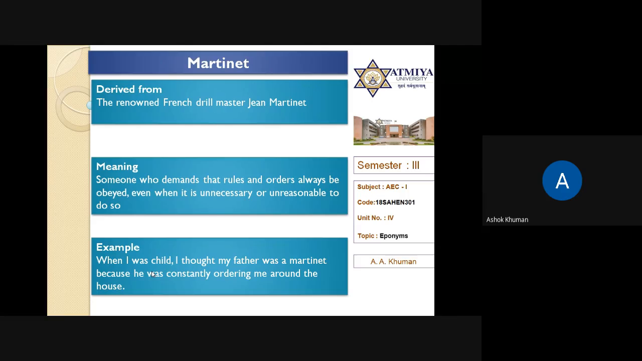See the example: when I was a child, I thought that my father was a martinet. Why? Because he didn't allow his child to do anything more than what his father says. He was constantly ordering me around the house. That is a martinet. He believes I should obey what he says. I am not allowed to have any freedom. That is a martinet. A negative one.